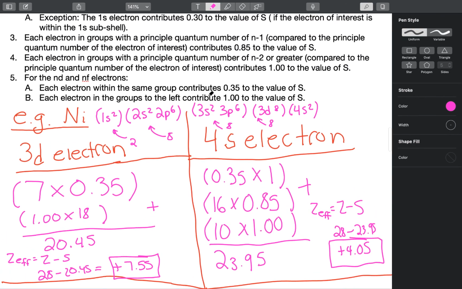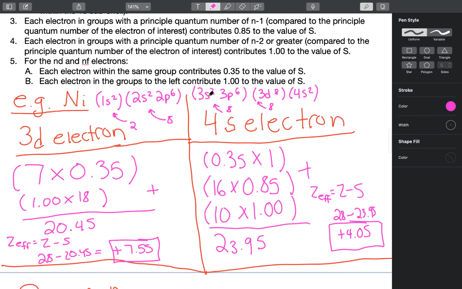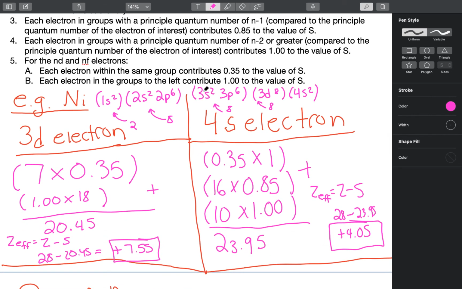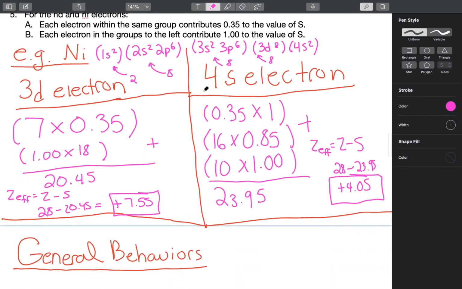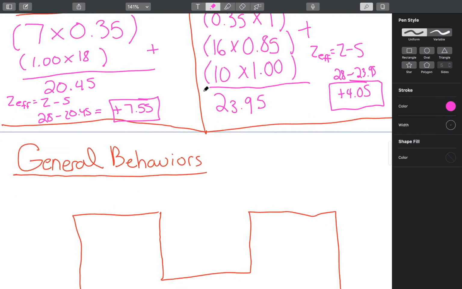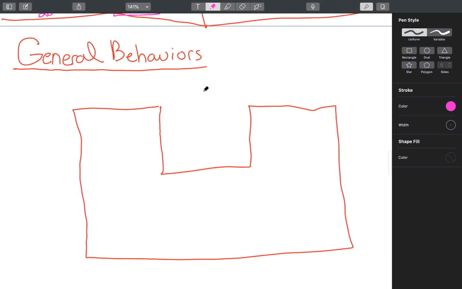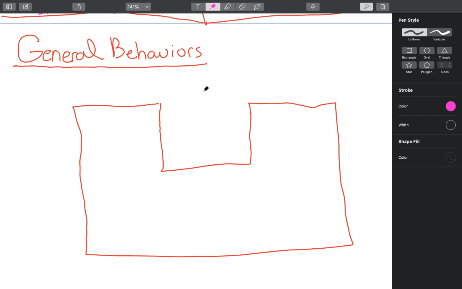So that is how you use Slater's rules in order to find the value of S. So it's just basically following the rules and adding things together. It's not too bad, right? Okay, so the last thing that I want to talk about in this video before the practice problems is basically the general trends or general behaviors of the effective nuclear charge.